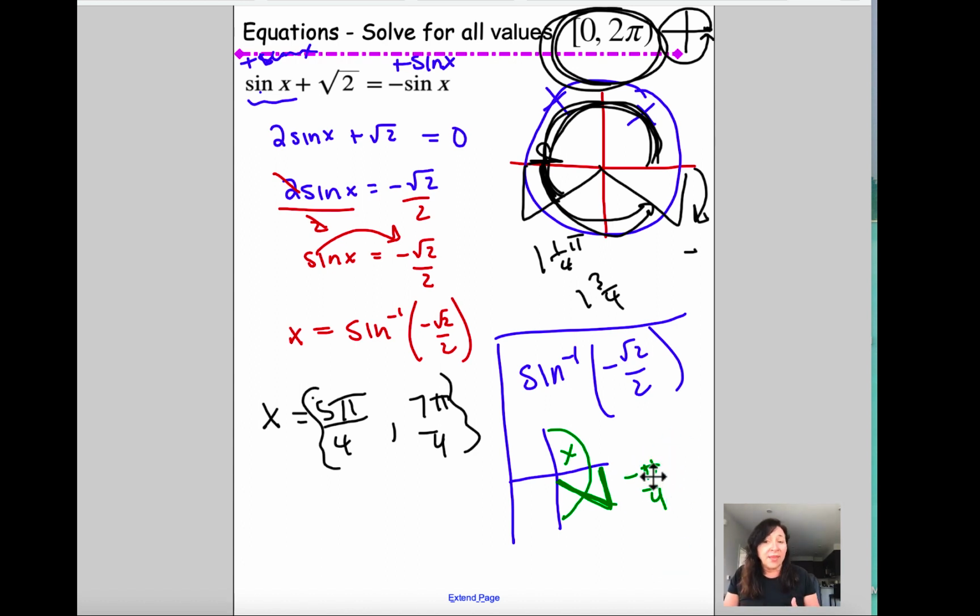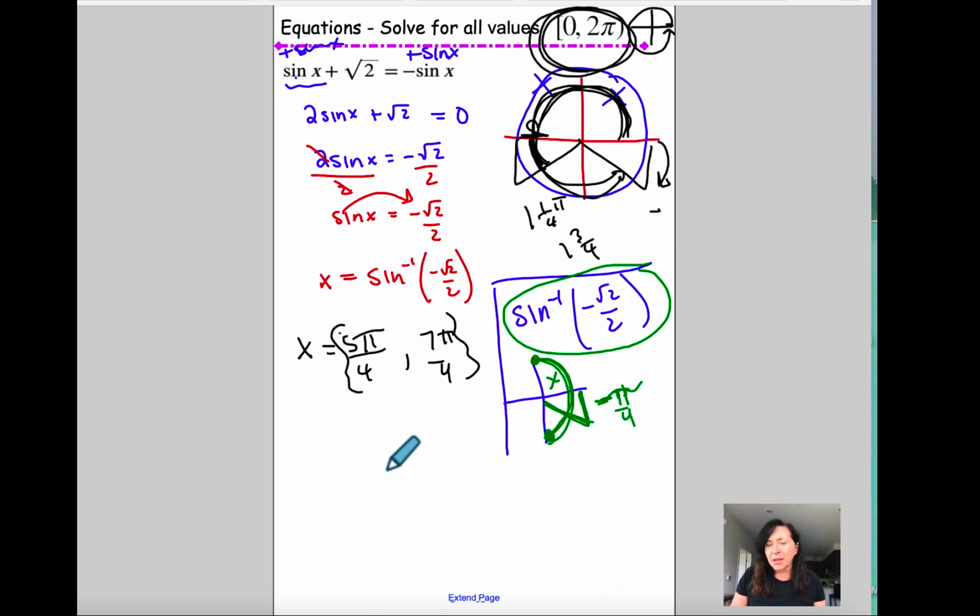Okay, and so it's really important that you understand that when they're saying a restricted domain, or I'm just giving you an exact value, and I don't say, hey, it's between 0 and 2 pi, then you have to use the values from negative root 2 over 2 to root 2 over 2.